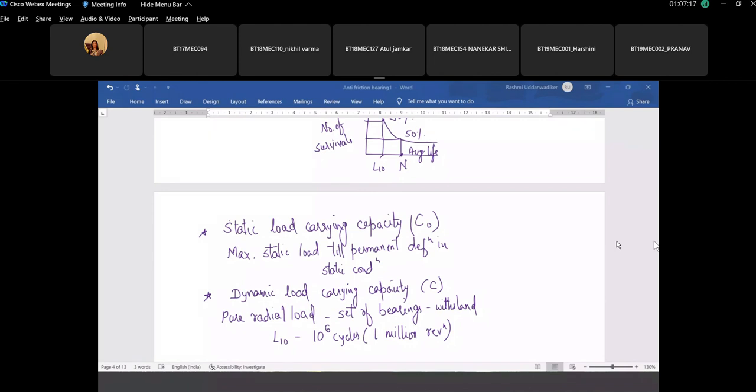Designation and application. So you see different types of bearings. First one is deep groove ball bearing. Second is self-aligning. Then single row angular contact, double row spherical, cylindrical, tapered. Then the thrust ball bearing, which can withstand axial loads more in one direction, and double thrust, which can take axial load in both the directions.